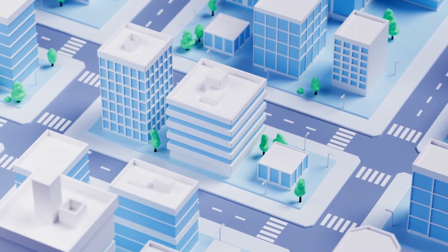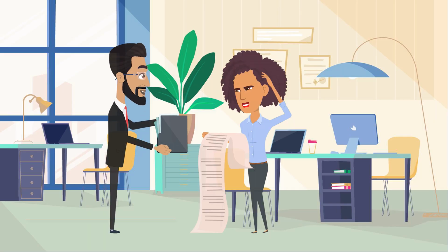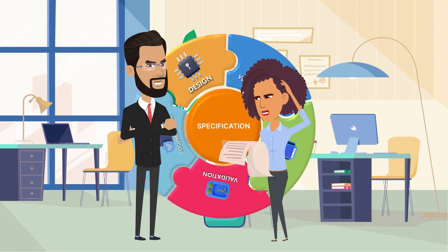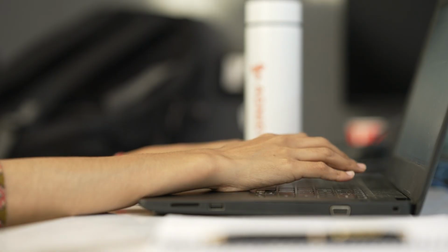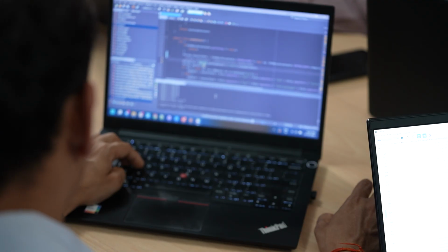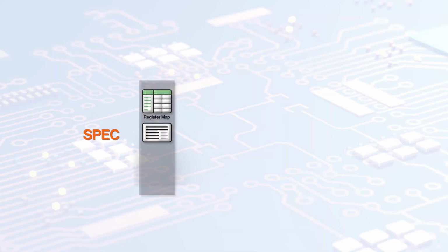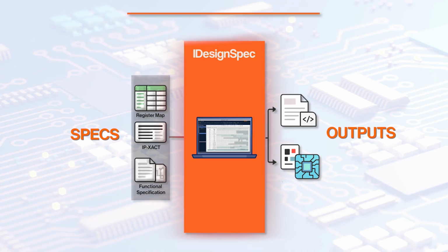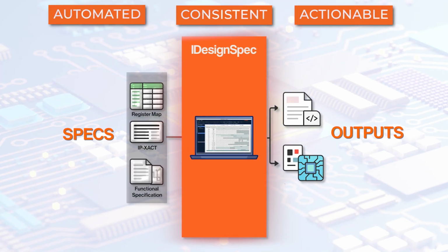But in most organizations, that specification lives as a static document. Manual handoffs and duplication introduce errors, delay development, and break alignment between teams. At Agnisys, we believe the specification should do more than just describe the design. It should drive it. For over a decade, Agnisys has helped semiconductor teams turn their specs into a single source of truth that is automated, consistent, and actionable.